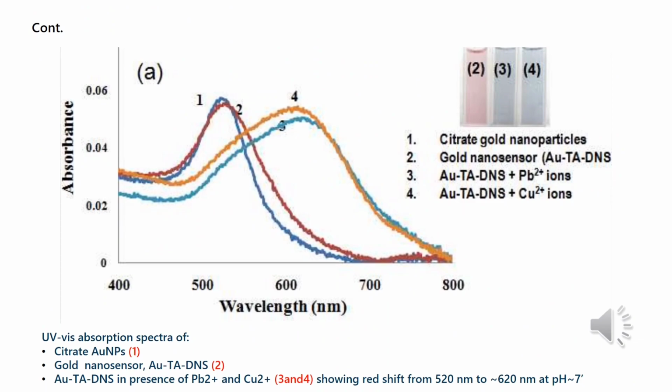Here are the absorption spectra of our nanosensors. In the absence of copper and lead ions, the peak is obtained at 520 nanometers. In the presence of copper and lead ions in solution at pH 7, the peak is obtained at 620 nanometers. A red shift is observed in this spectrum. The copper and lead ions show different absorbance. This is because copper ions bind more readily to the nanosensors, and lead ions take a few seconds to bind to the nanosensors.